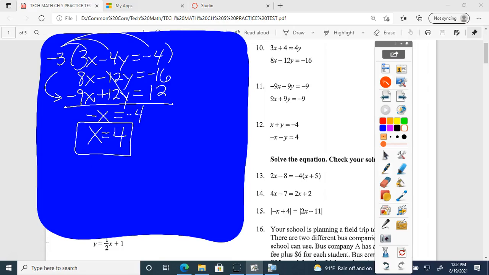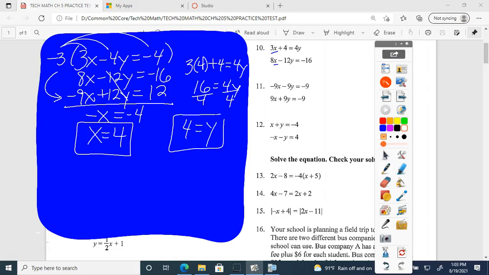All right. Then what do we do to get the y? Same thing we've been doing. Plug it back in. Plug 4 in for what? X. Does it matter if I put it in for that or that one? Doesn't matter which one. It does not. I'm going to do the top one. All right, so we're going to have 3 times 4 plus 4 equals 4y. 3 times 4 plus 4 is 16. And if you divide that by 4, you get 4. Y equals 4. So y is also 4. X is 4 and y is 4.